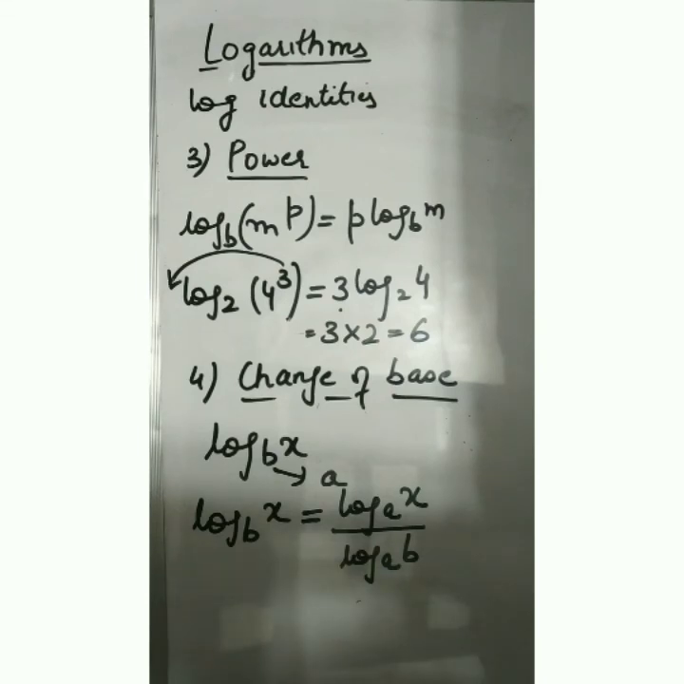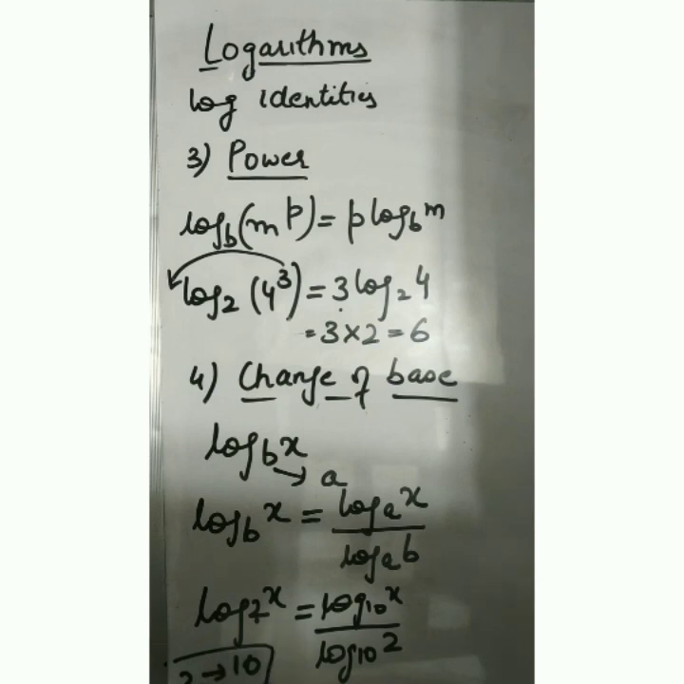Let us take an example. Suppose we have log of a number to the base 2, and we want to change the base from 2 to 10. Right? So using this formula, we can write log of x to the base 2 is equal to log of x to the base 10 upon log of 2 with respect to base 10. So this is how we make use of this logarithm identity. Hope you understand it.